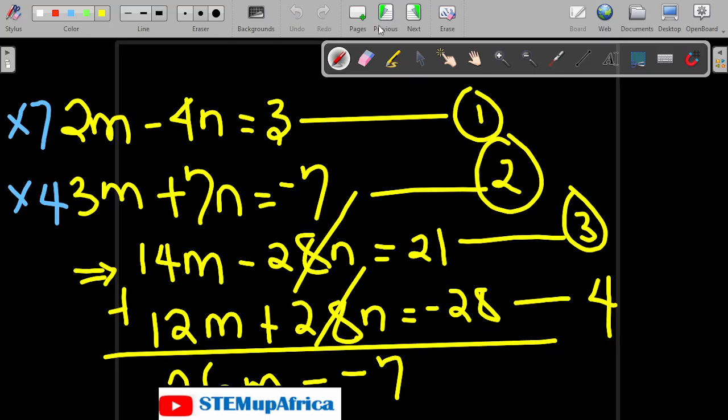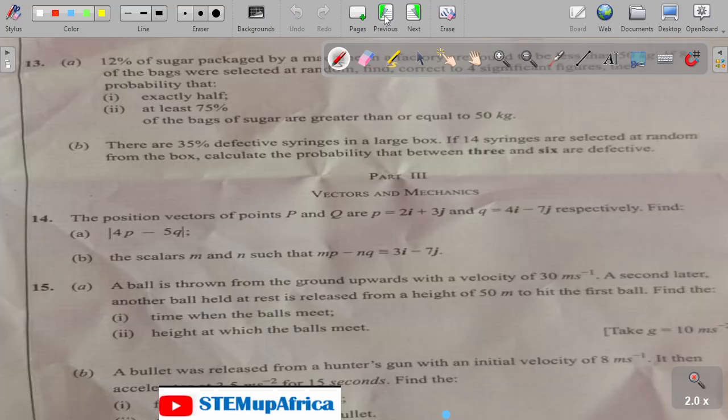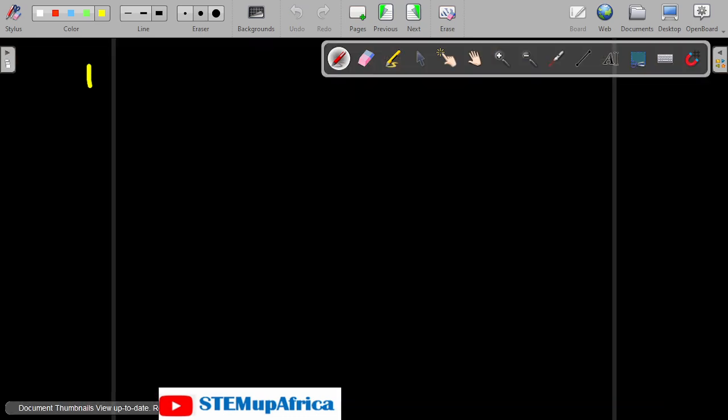So finally, let's look at the last question, question 15. Question 15a said a ball is thrown from the ground upward with a velocity of 30. A second later, another ball at rest, that means the initial velocity of the second ball is 0, is released from a height of 50 meters to hit the first ball. Find the time when the two balls meet. Okay, so the first ball is thrown with an initial velocity of 30.